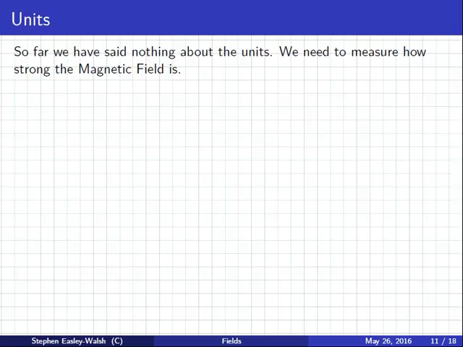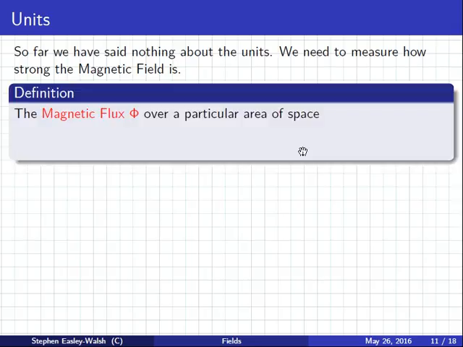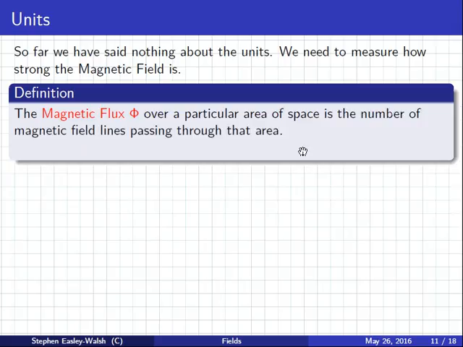And we use something called the magnetic flux. Well, sorry. Before I give you the unit, what is it that you're measuring? Magnetic flux. It's a bit like strength. If this is big, it means it's a strong magnet. If it's small, it means it's a weak magnet. So the magnetic flux over a particular area of space is the number of magnetic field lines passing through that area.